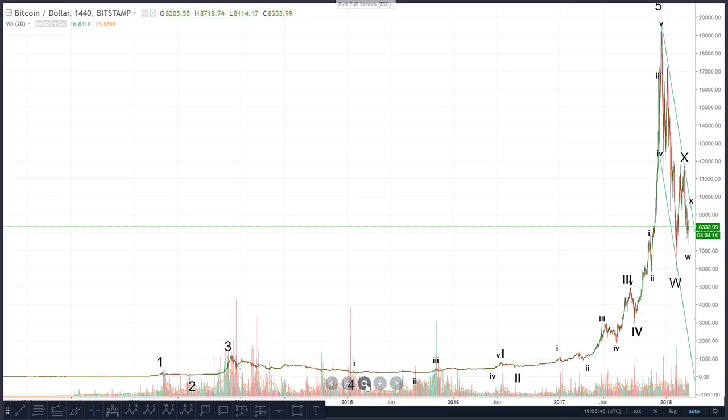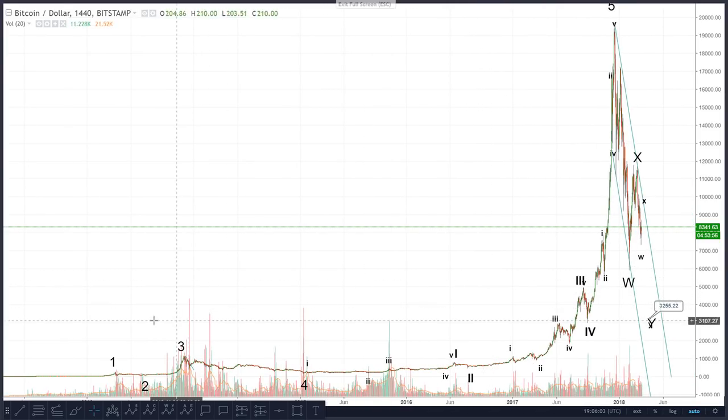I've broken the last wave 5 down, which started here. I've shown you how we can fit in the whole wave count. It all looks very, very regular, and it explains this hyper extended pattern for wave 5. Now what I'm saying is we're now expecting a big retracement.